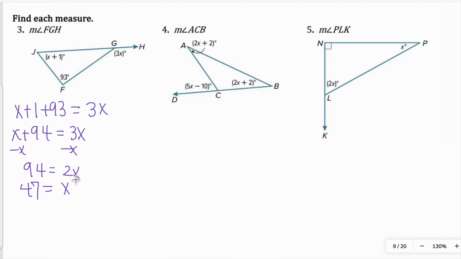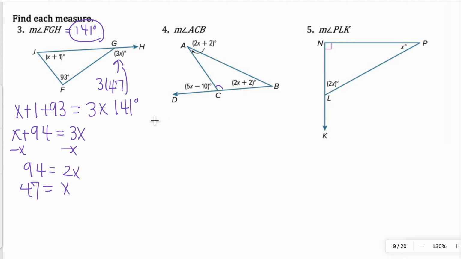And to find each measure, I'm going to have to plug 47 back in to find FGH, which is here. So 3 times 47 would give me 141. So the measure of FGH is 141 degrees. Okay, ACB is this angle here.